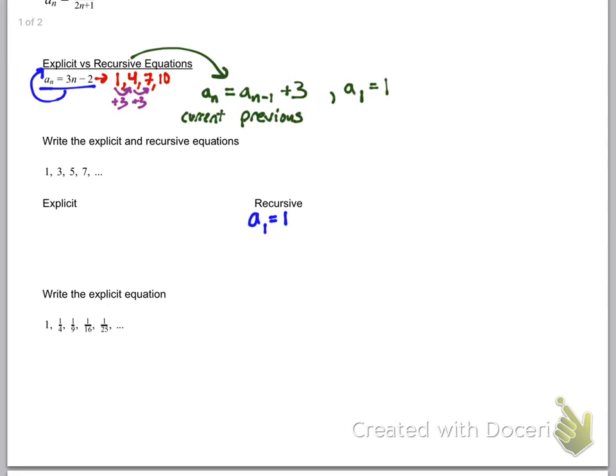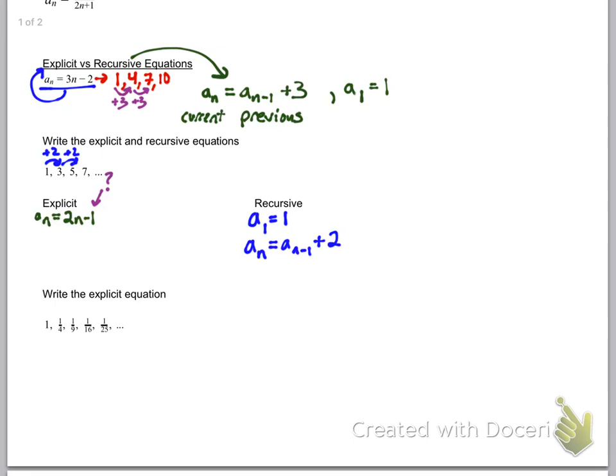All right. I'll do the recursive first. A sub 1 equals 1. I probably should have switched that up, but we again started at 1. A sub n is equal to a sub n minus 1 plus 2. In other words, the current term is equal to the previous term plus 2 each time, because it's plus 2 to get to the next one. An explicit equation, a sub n is equal to 2n minus 1. And if you're wondering, how did I get that minus 1?